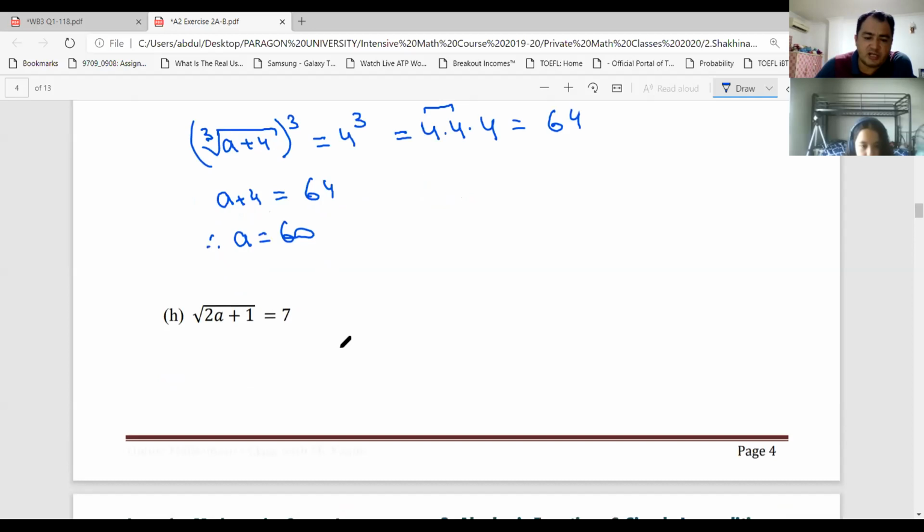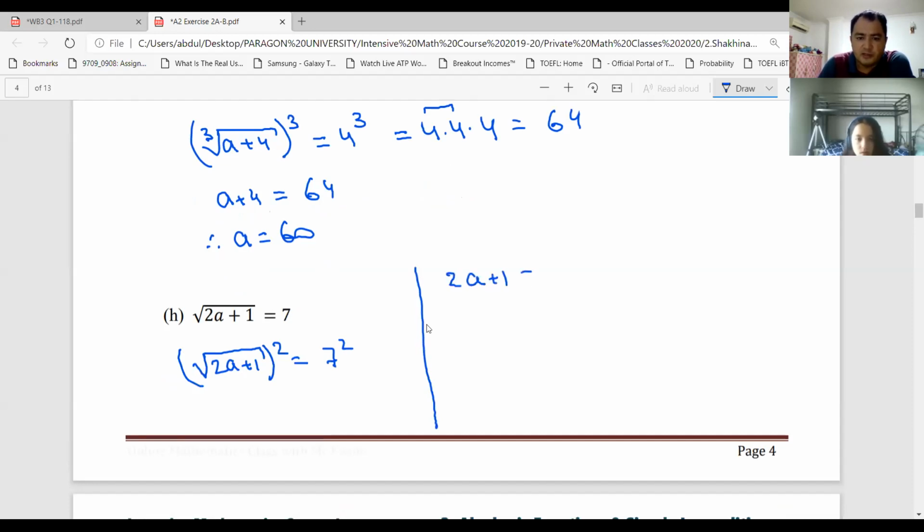And how about H? How do you solve H? Tell me, what should I do here? Square both sides. Here we have square root of 2A plus 1, so we have to square. And also here we have 7 squared. The square and square root cancel each other. Here we have 2A plus 1, and 7 squared is 49.